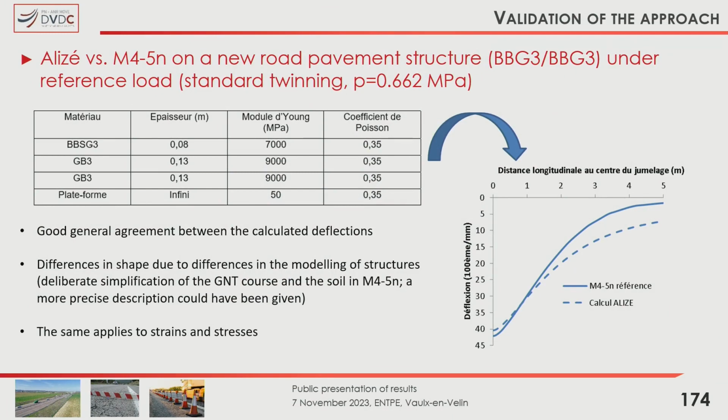So we have the standard GB3 structure. You've got the characteristics in the table with all of the thicknesses and the modules. We applied standard twinning to this structure, and then we looked at the mechanical response of the structure. By way of an example, you have the deflection here, depending on the distance from the center of one of the twinning roads. And then for the M45N, you have the figures and then the calculation. We have a few slight differences, but these are due to certain approximations that we had in the model that we could have corrected. But the level of preciseness was sufficient for us, so we didn't take it further. That's what we wanted to say for deflection.